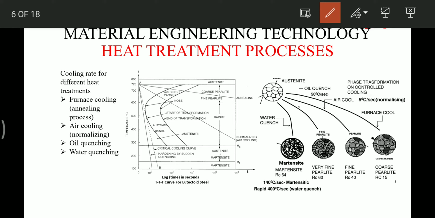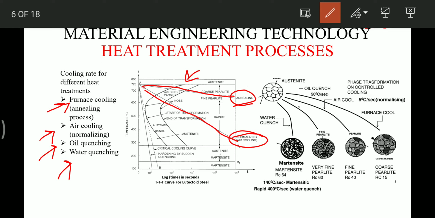Okay friends, so cooling can be done in the furnace, in the air. Oil quenching can be done, and water quenching. As we can see, this is the CCT curve or TTT curve. This line is called annealing and it is done in the furnace. Then this is the curve for normalizing, that is air cooled. Then this dotted line is called the critical cooling curve, meaning that it is just touching the nose of this CCT curve or TTT curve.